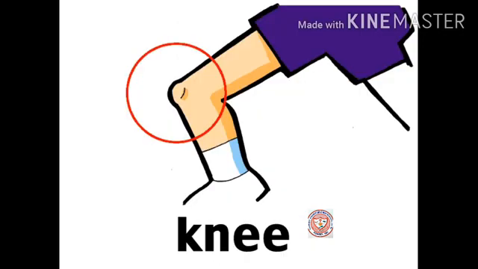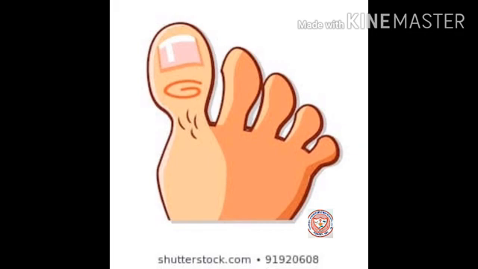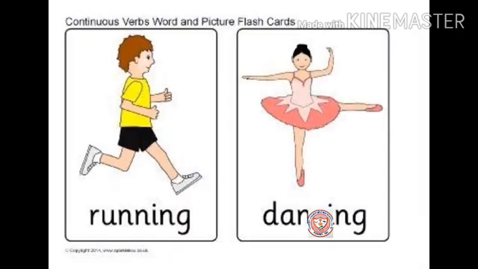Next, this is a part of our leg. This is called knee. If we see both legs, we will say knees. We will add an S. Then this is a picture of a foot. If there are 2 foot, then we are going to say feet. See, this is called toe. Then the end part of the foot we call heel.